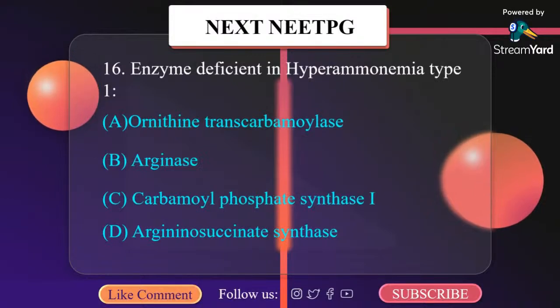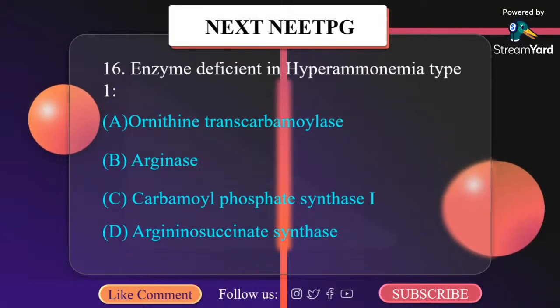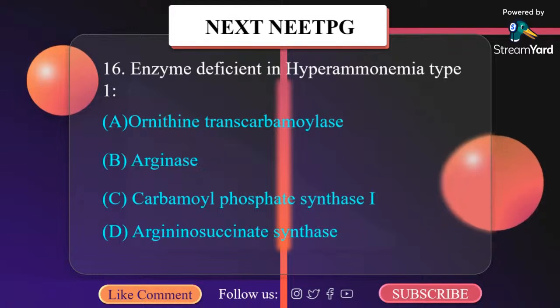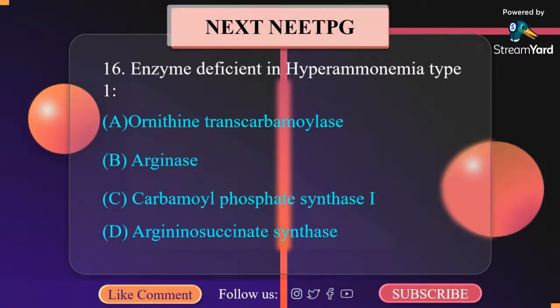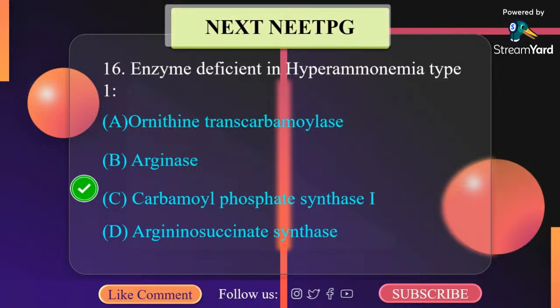Enzyme deficient in hyperammonemia type 1 is: A. Ornithine transcarbamylase, B. Arginase, C. Carbamoyl phosphate synthase 1, D. Argininosuccinate synthase. It is carbamoyl phosphate synthase 1.